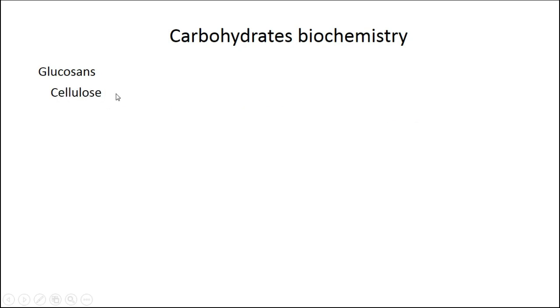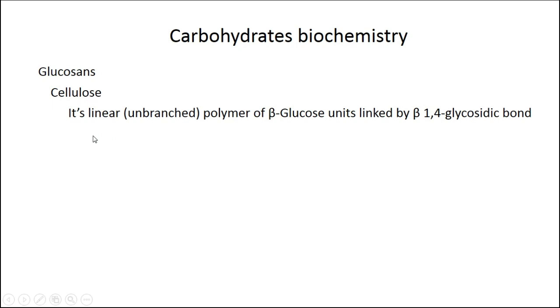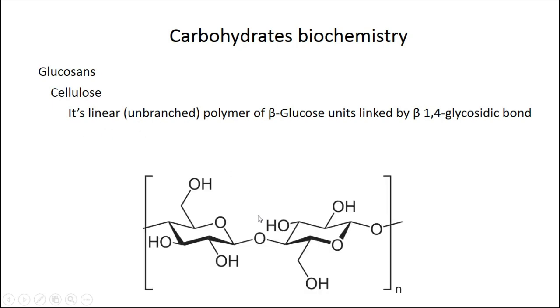Lastly, we have the cellulose, and the cellulose is linear, which means that it's unbranched. As you can see here, there is no branch in the structure of cellulose. And the bond here is a beta 1,4 glycosidic bond, which is different from alpha, as you can see here.